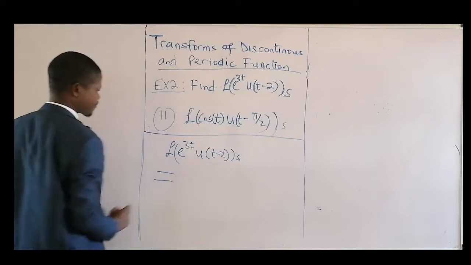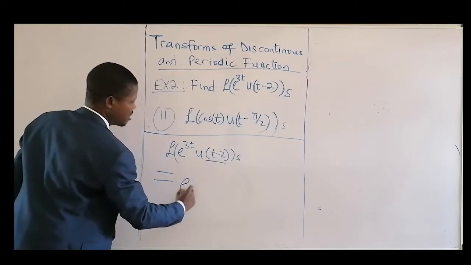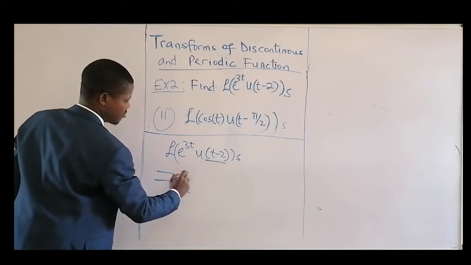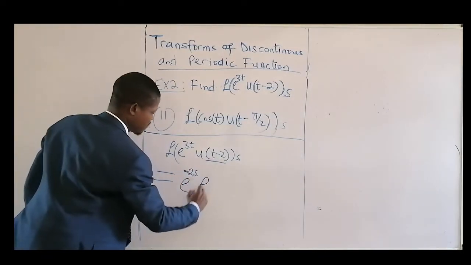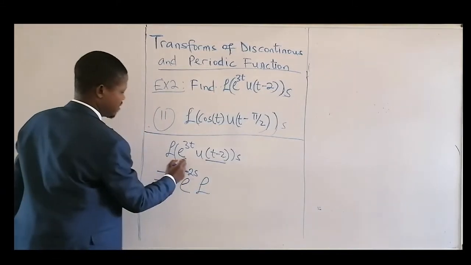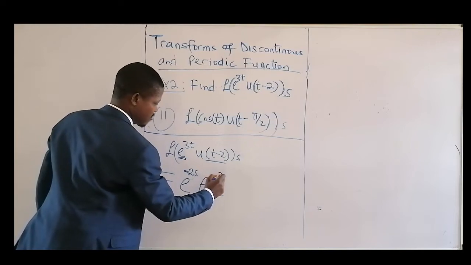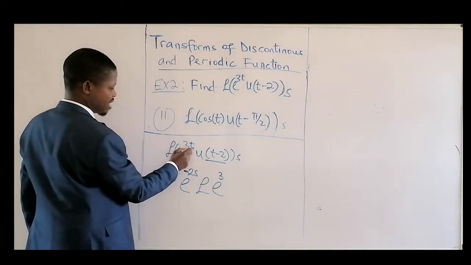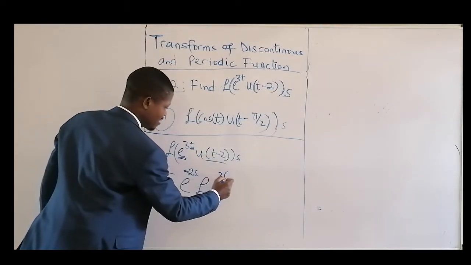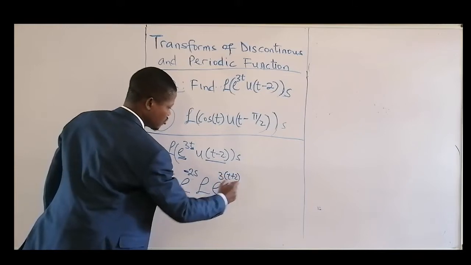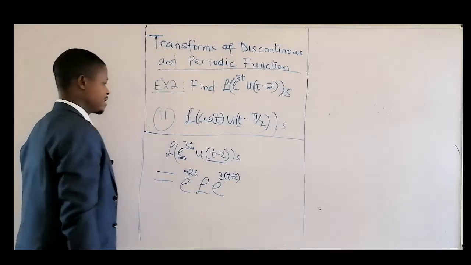This will be equal to, first of all, take the unit step function, which will be e to the minus 2s. And that will be the Laplace of, you now take the function, e^(3t). Anywhere you see t now, look at what you have here: 2 is here. So it's going to be t plus 2.